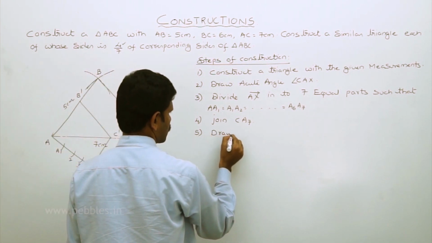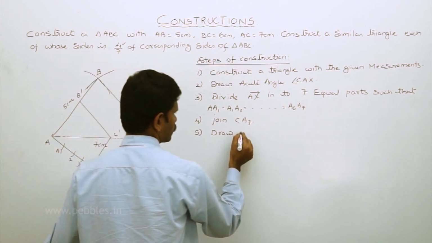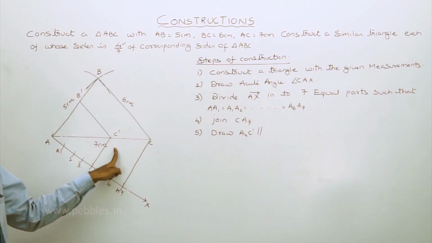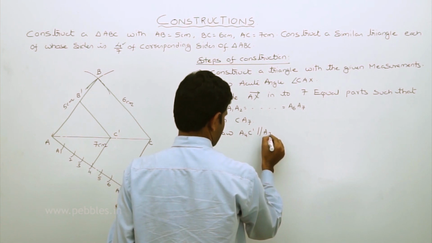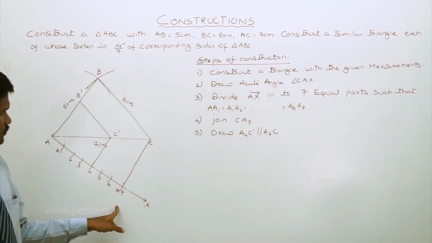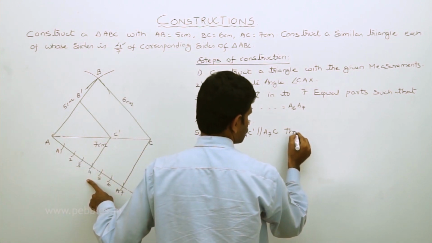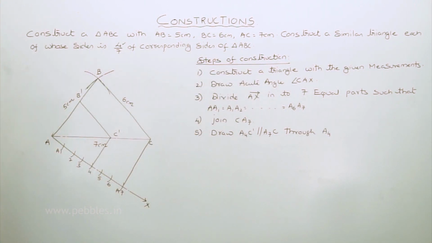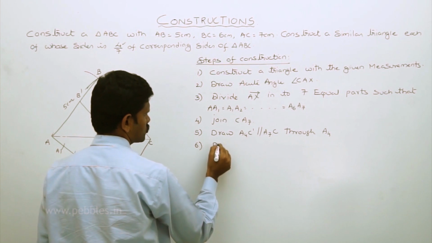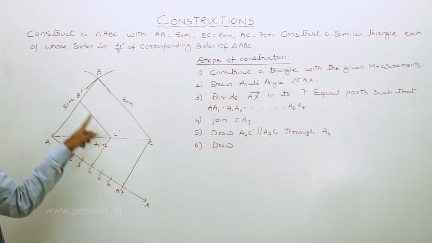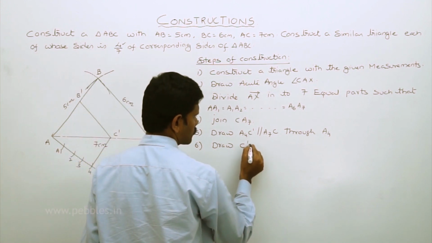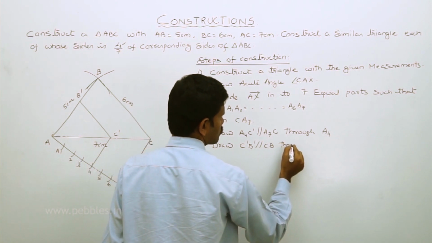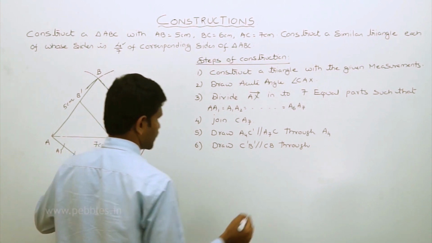Draw A4C' parallel to A7C through A4. Next, draw C'B' parallel to CB through C'.